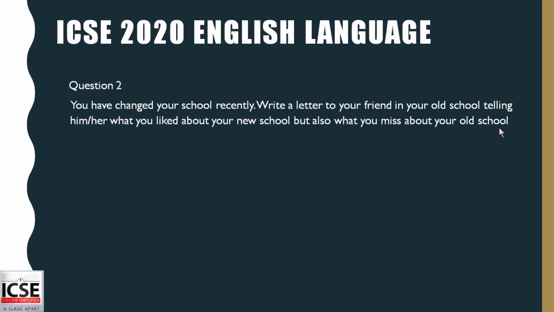So before you attempt the letter, first thing, understand what the question is saying. So you are writing a letter to your friend. The friend is still in the old school. Your letter should include what you like about your new school and what you miss about your old school. So keeping all these things in mind, you need to have at least 5 points, because 5 points means you get your 2.5 marks, half a mark per point.